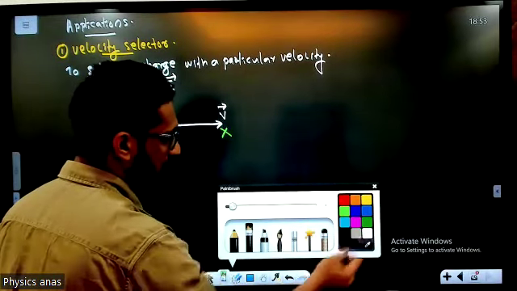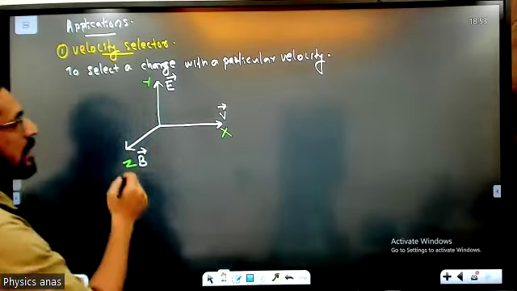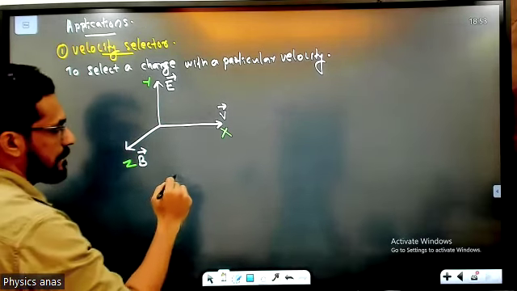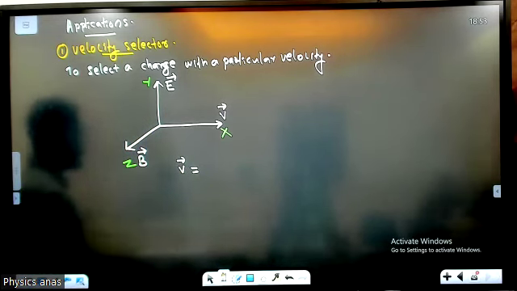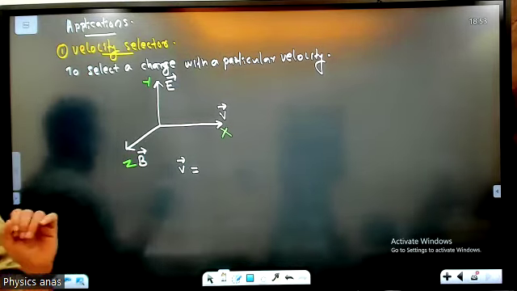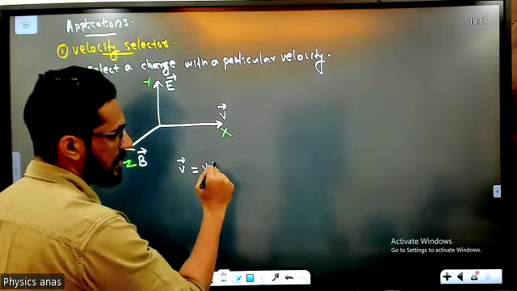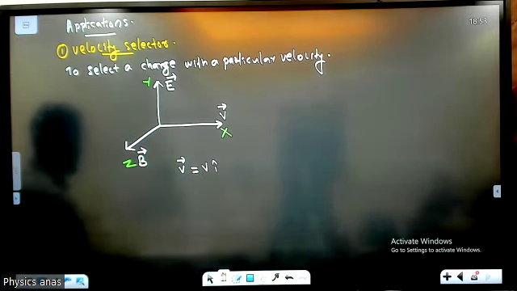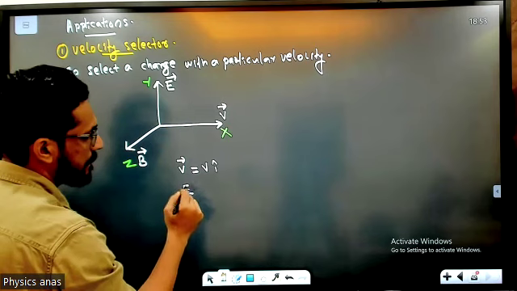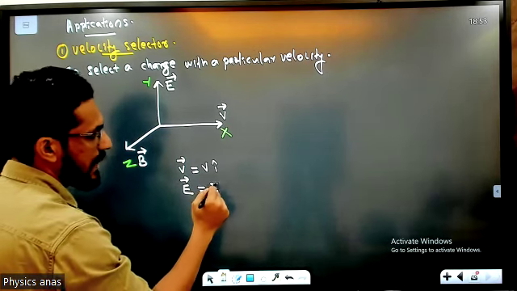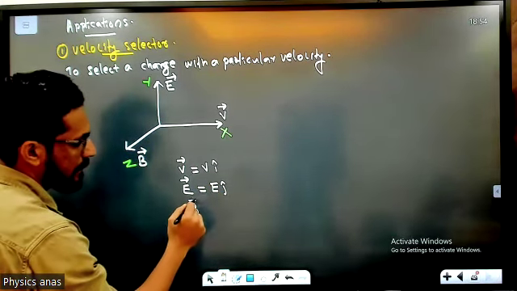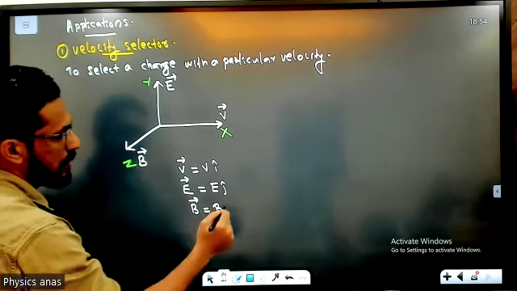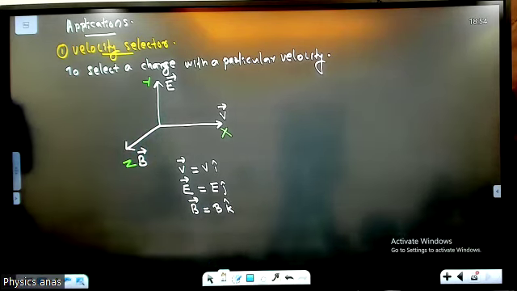Then can you write the equations for V, E and B? Velocity is acting along the x-axis, so you can write velocity as V i cap. And what will be E? Electric field, E is the magnitude, so E j cap. Vector B will be B into k cap. These are the values of V, E, and B.